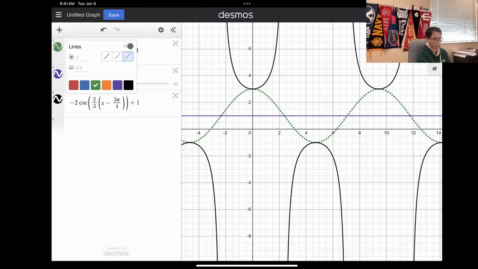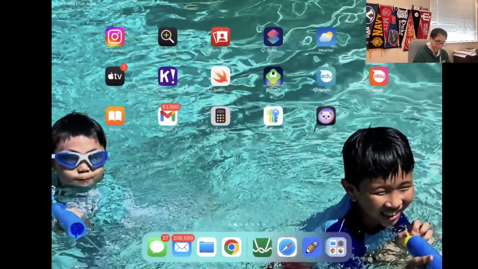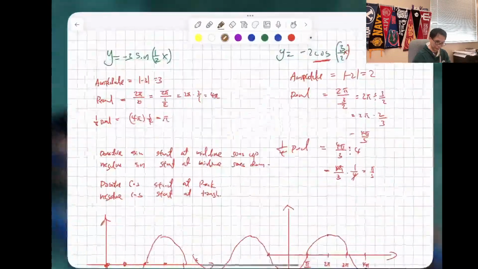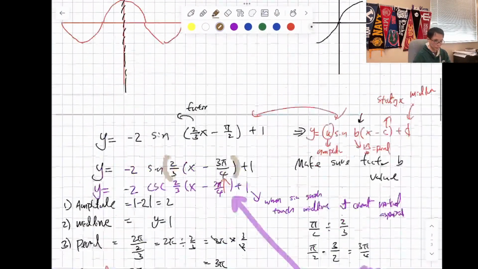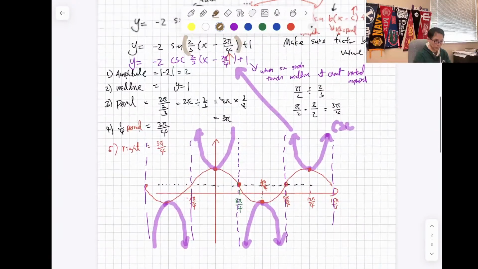3 pi over 2, 6 pi over 4, okay. And how did you know where to go next? Because you start at the middle, right?